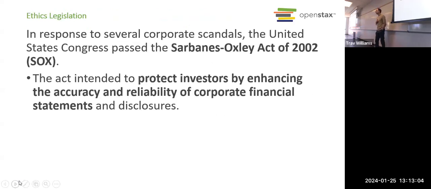Sarbanes-Oxley, I think you learned about that in Intro to Business, in financial accounting, and we're going to talk about it again. Who can tell me what is Sarbanes-Oxley and why is it important? Emma. It came up after the scandal with Enron, WorldCom. So they made a lot more requirements to be.